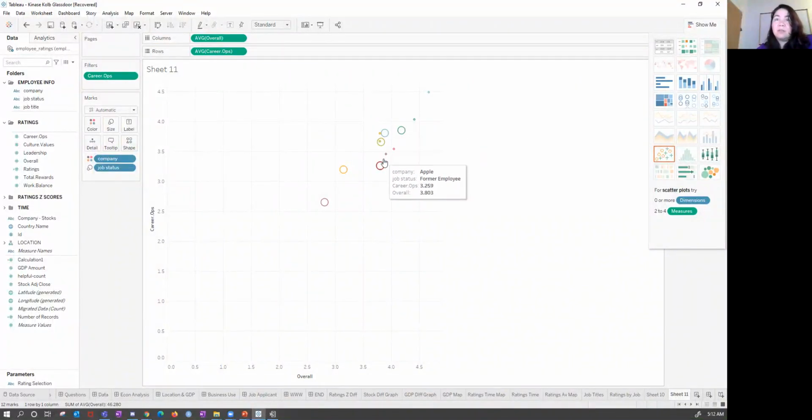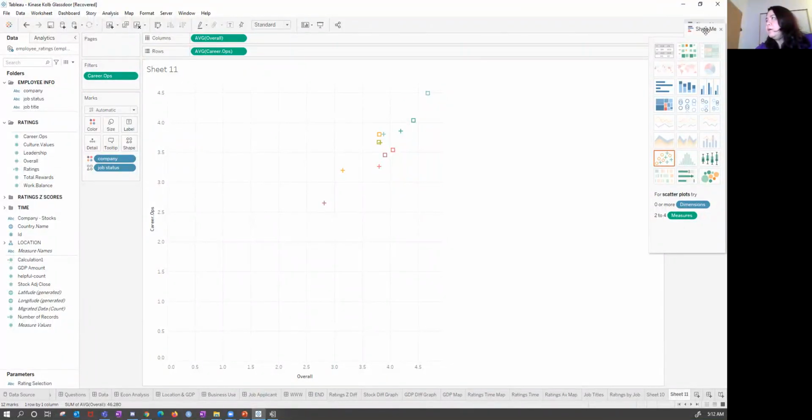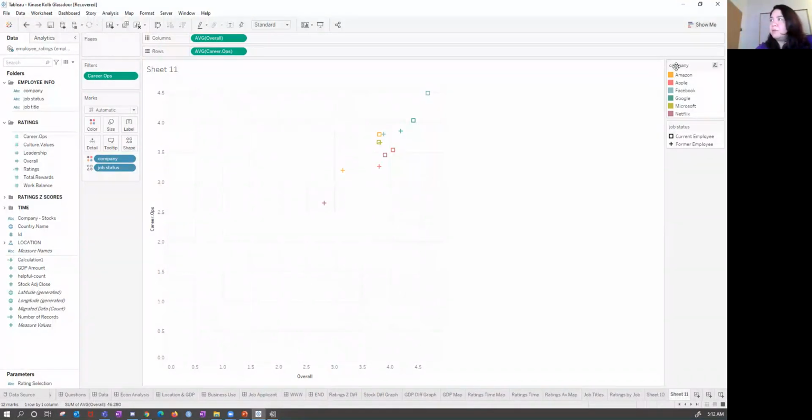Does this make sense at all to do? No. So the size ones really only make sense when you're looking at things that are actually ordered by size. So generally stay away from those, stick with the shapes and the colors. Those are traditional ones. Okay. And you can see over here on the right side that we have our legend that tells us the companies and the job status, what they are.